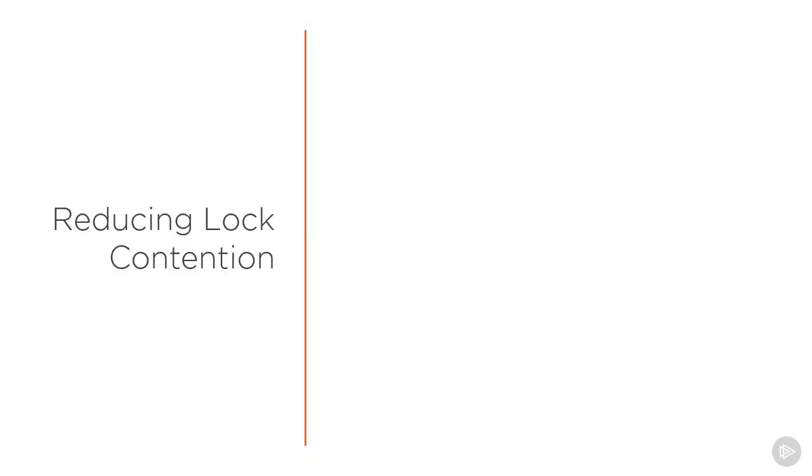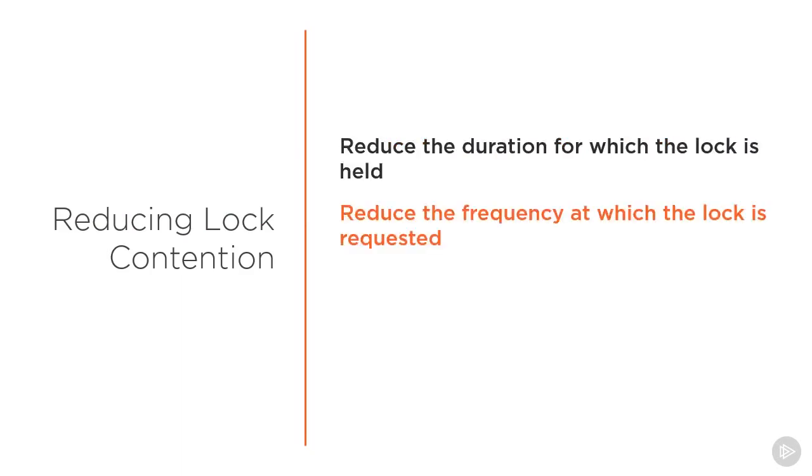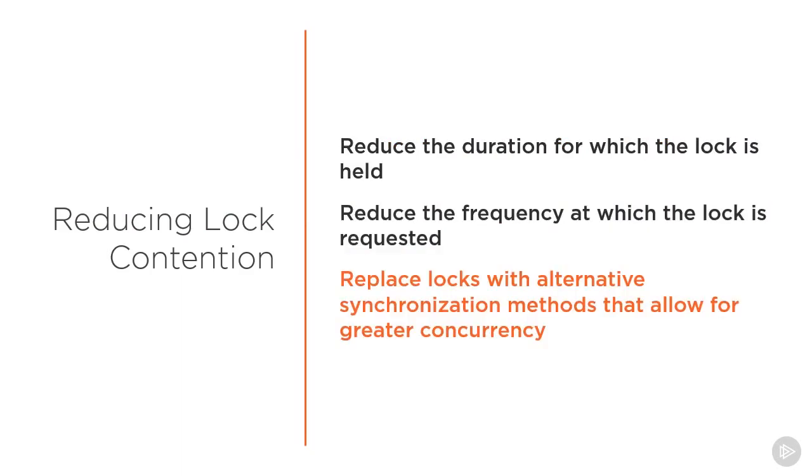If you have hot locks, then there are 3 ways of reducing lock contention. These are reducing the duration for which the lock is held, reducing the frequency at which the lock is requested, and replacing locks with other mechanisms that allow for greater concurrency. We'll discuss alternative mechanisms in the next clip. For now, let's look at ways to accomplish the first 2.